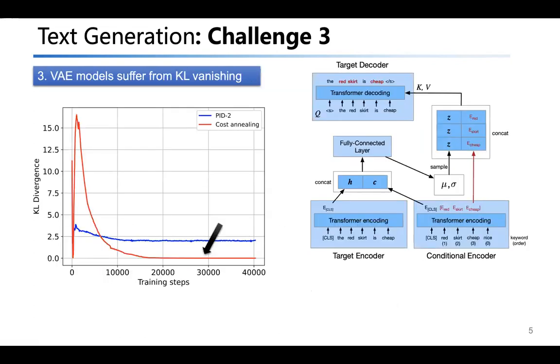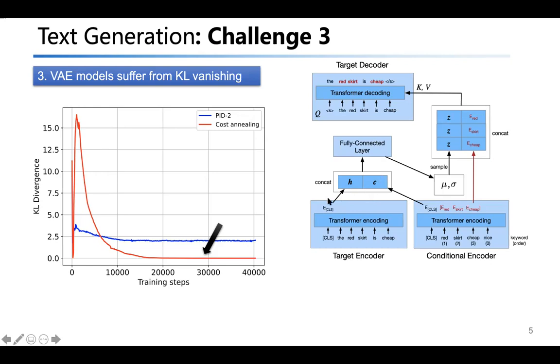The third challenge is that some variations of the encoder models often suffer from KL vanishing for text generation. Here, KL vanishing means the value of KL divergence gradually drops to zero during model training. This is because the decoder is very powerful, so it can learn the information from the other paths.